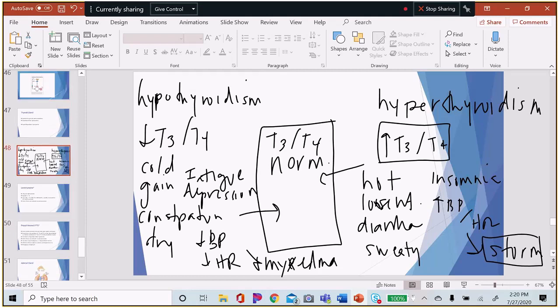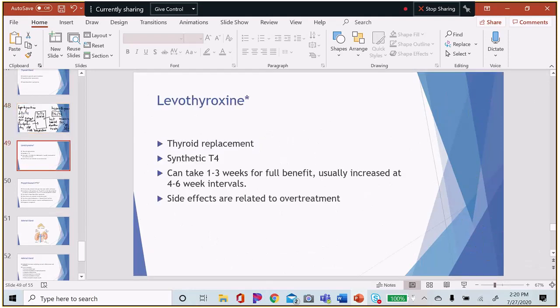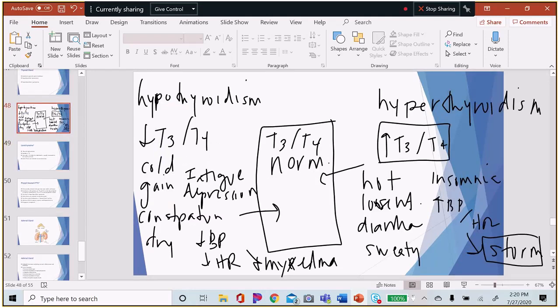We can either take medication to bind the thyroid hormone so we can be normal, or we can take thyroid hormone replacement so we can be normal. And if I take too much thyroid medication, then I might end up with symptoms of hyperthyroidism. And if I take too much of the medication that blocks thyroid function, then I might end up with hypothyroidism.